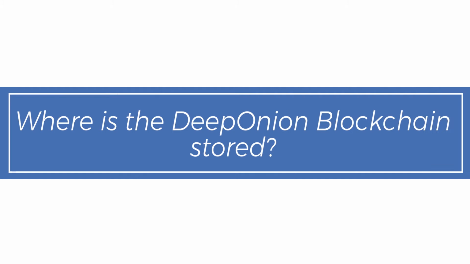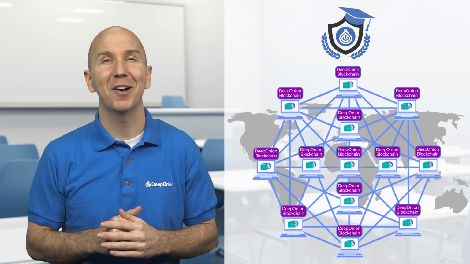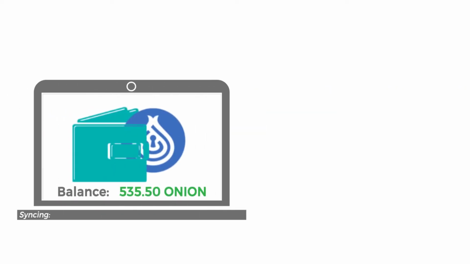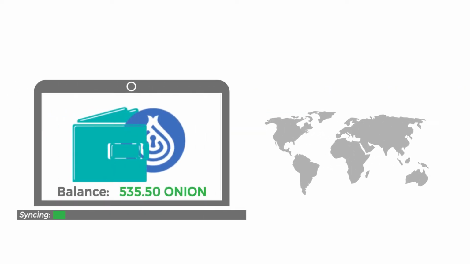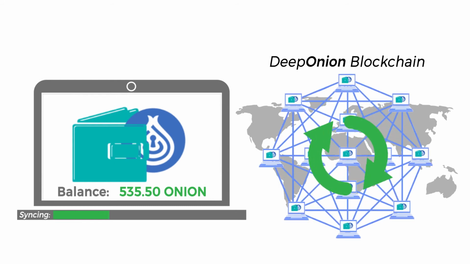Where is the DeepOnion blockchain stored? Everyone who runs a DeepOnion wallet on a computer stores a whole copy of the entire DeepOnion blockchain. How do we connect to the DeepOnion blockchain? In order to use DeepOnion, you need to continuously download the DeepOnion blockchain, which is called synchronization, or sync for short. By doing this, we constantly have up-to-date information about our transactions and our balance.